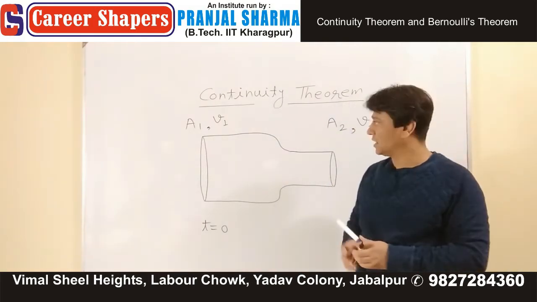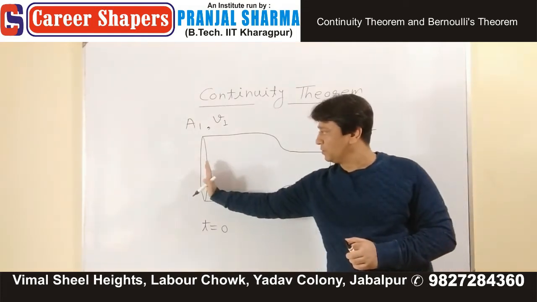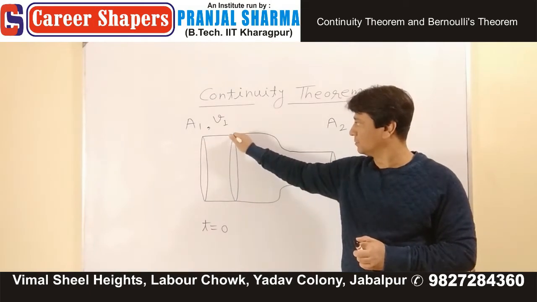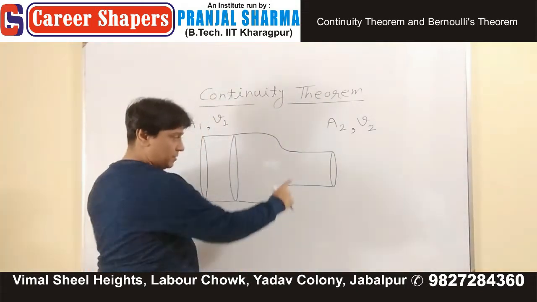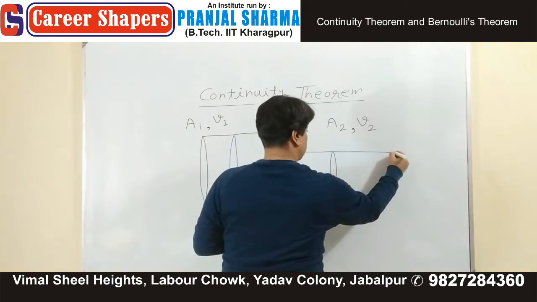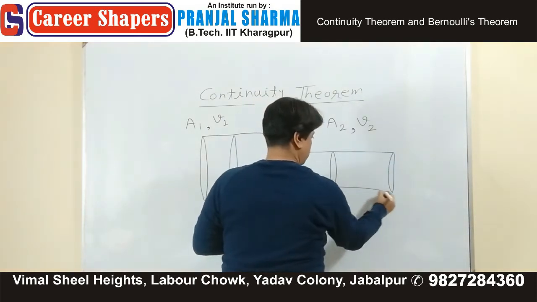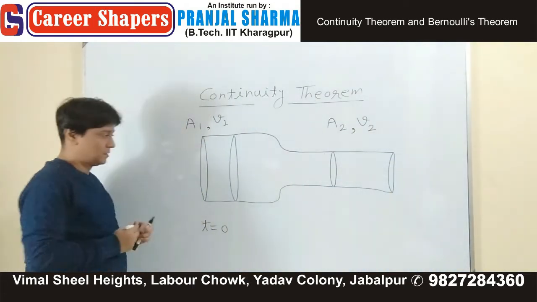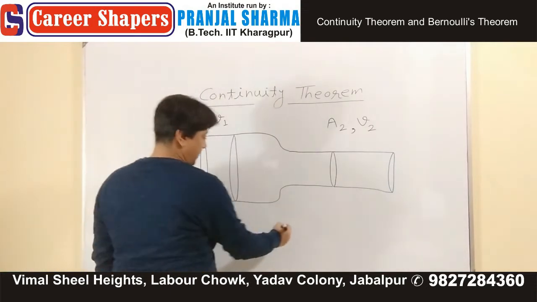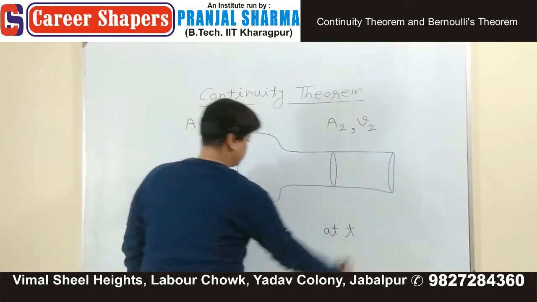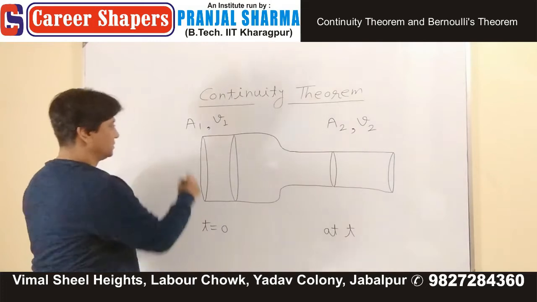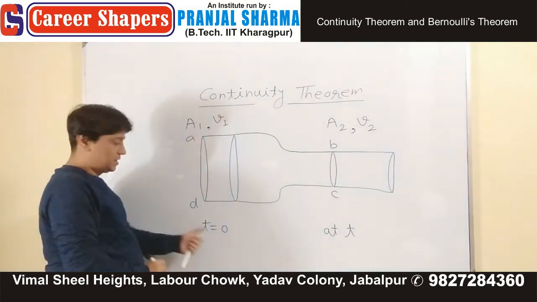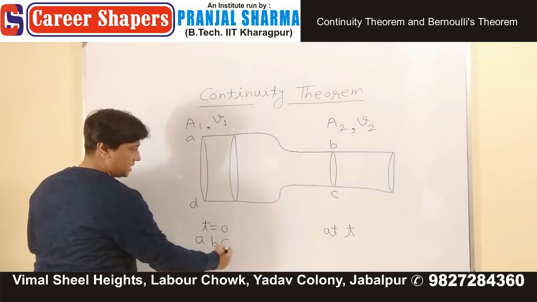At time t, we found that this portion has reached this place. And the front portion is somewhere here. The thing which you see in blue is at time t. Let's call it like this: A, B, C, D. At t equals to 0, you're looking at A, B, C, D, this portion.